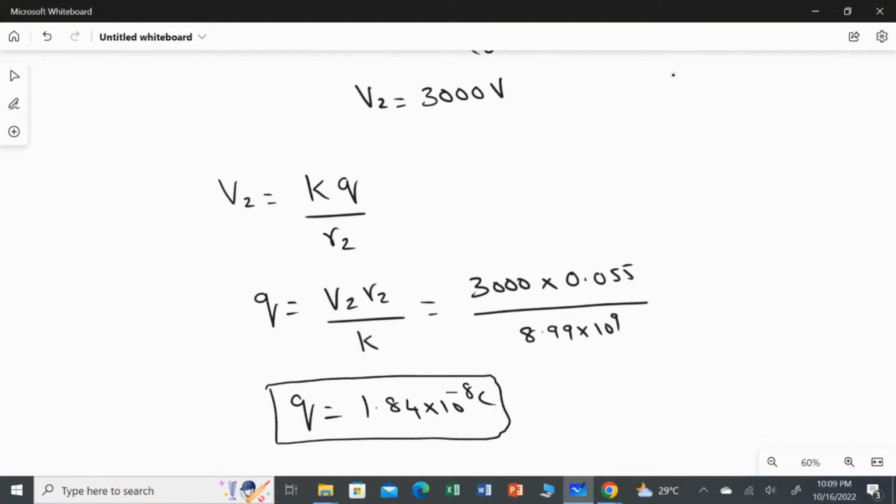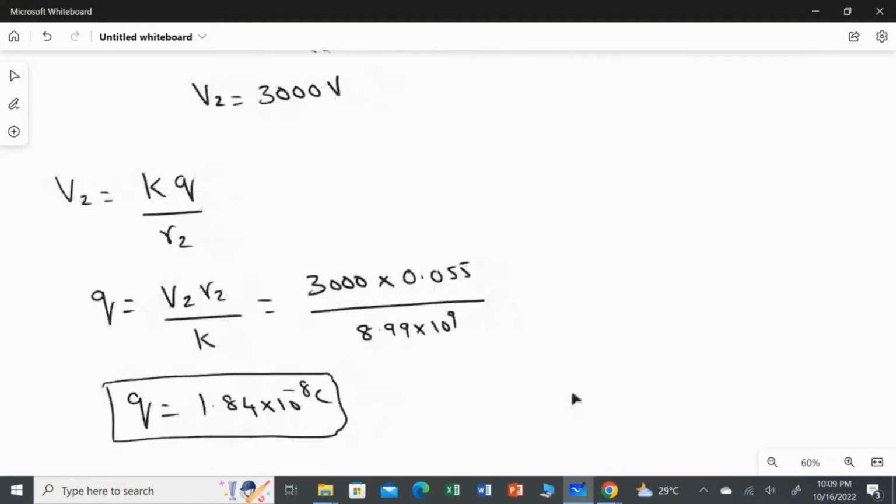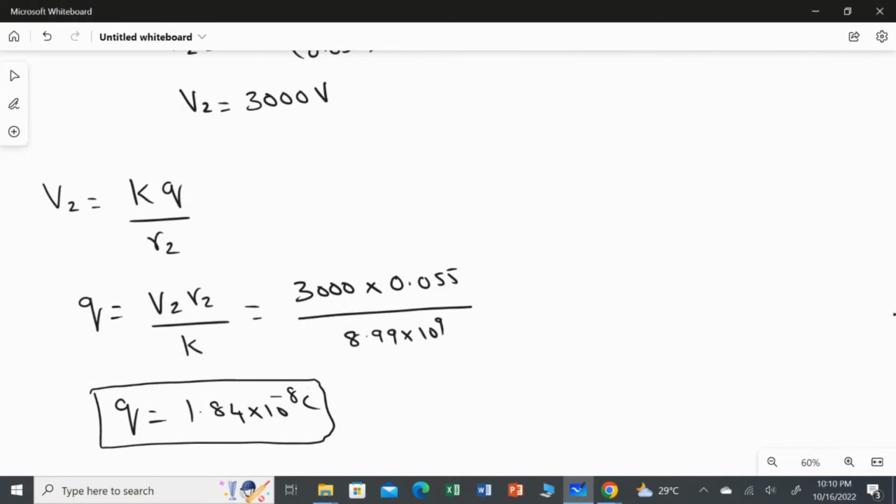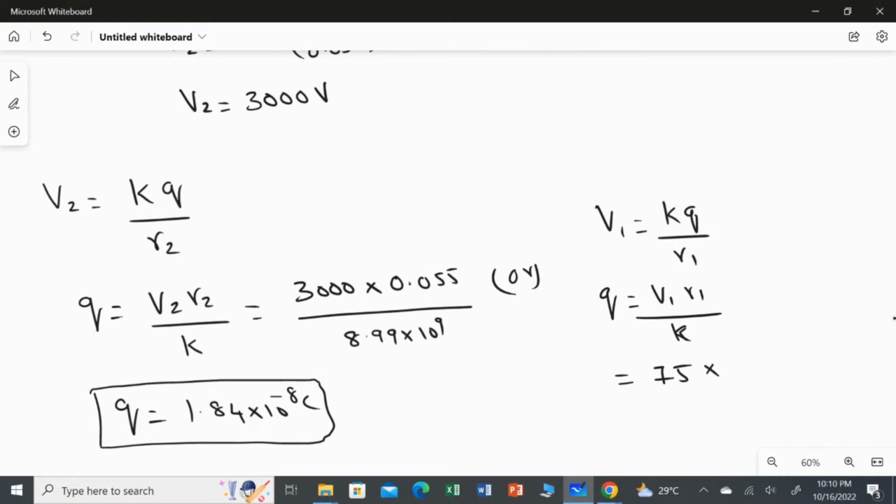So here I used the second equation. Okay, I will show you for the first equation also. For sure you will get the same answer, but anyhow, I will show the calculation for you. V1 is equal to KQ over R1, and we have to rearrange this equation. Q is equal to V1 R1 over K, and V1 value, which is given in the question as 75 volt, multiplied by our R, which is 2.2 meter, divided by 8.99 multiplied by 10 to the power of 9.